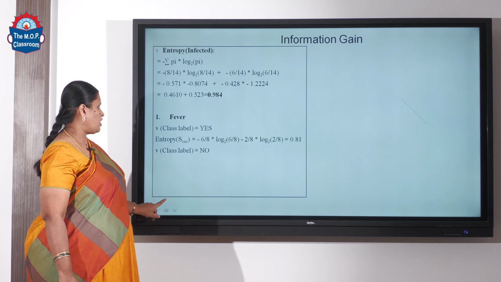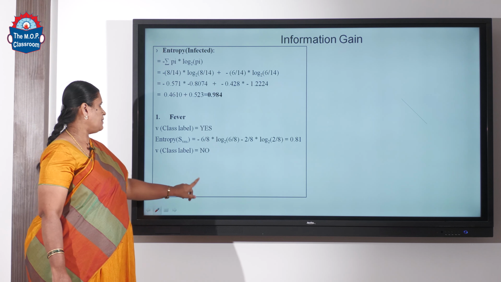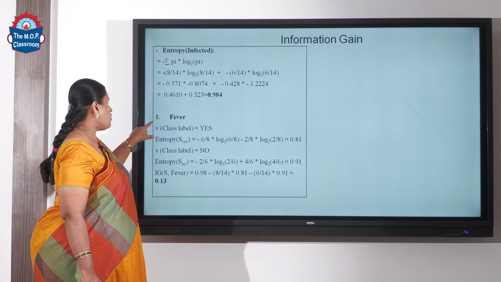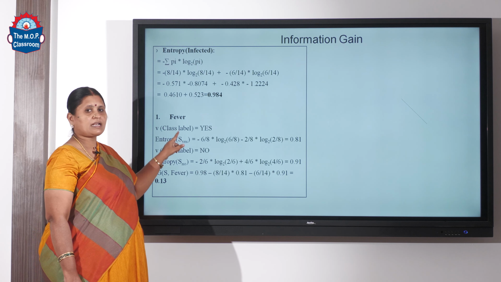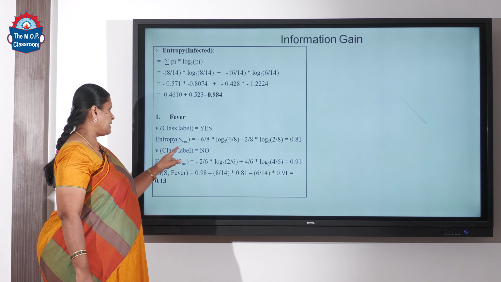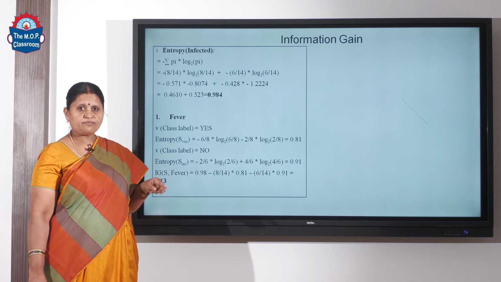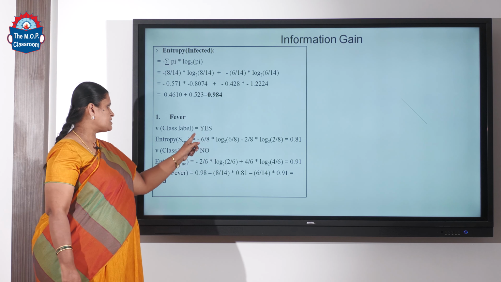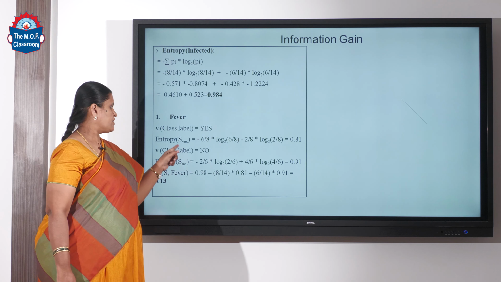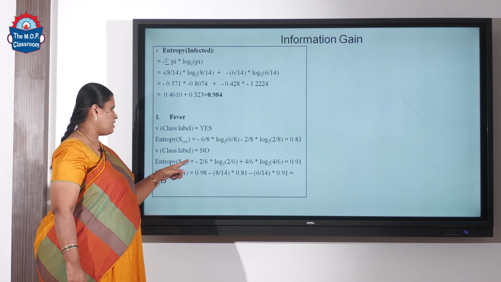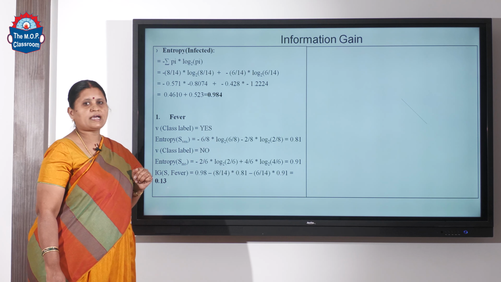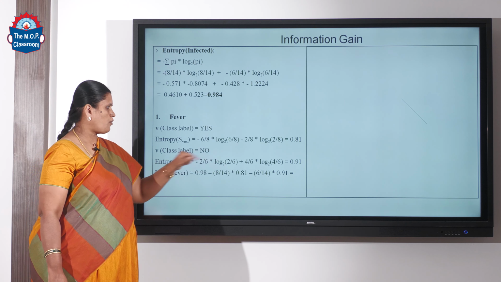Now we are going to find out what is the relation between fever and the infected persons. Now we'll consider the fever case with the class label yes and the class label no. We are going to have the same formula implementation. Totally 8 records, out of which 6 is yes and 2 is no. The same way you are going to calculate for no here. Out of 6, 2 is yes and 4 is no. So we are getting the values 0.81 and 0.91.